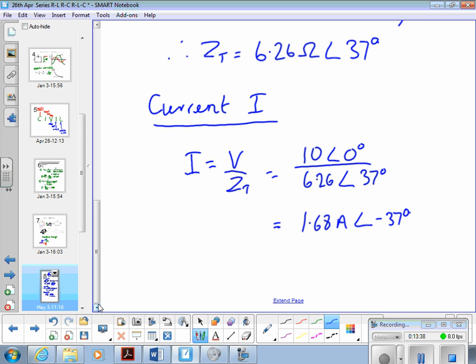Does that work with CIVIL? Current lags voltage? No? I haven't said you've got to do anything for the assignment. So, calculate the current in there: 1.68 amps, angle 37 degrees.